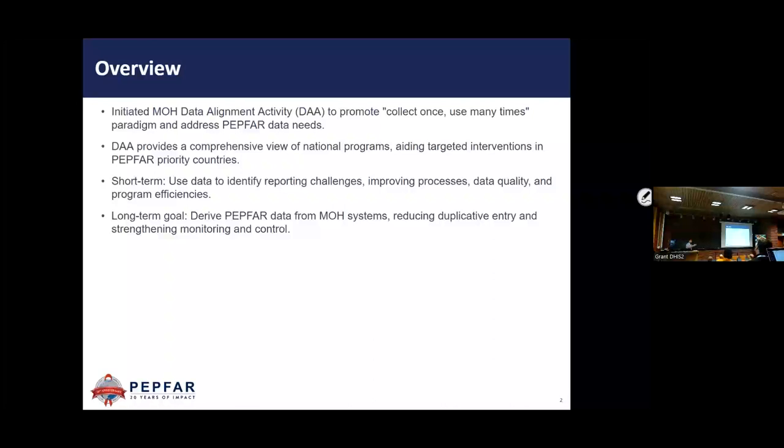There's a system to system, electronic exchange of data as part of MOH alignment. So we're not asking people to manually enter data twice. But what we're trying to do is find this flow so that we can replace the reporting to PEPFAR directly with the data being sourced from ministries of health.